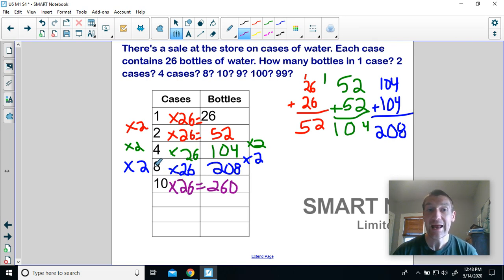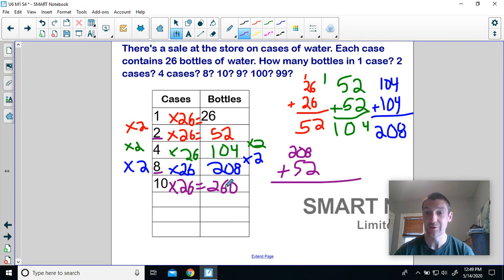We were at 8 cases of water, and that was 208 bottles. Now, if we had 8 cases and we added 2 more cases, that's 52 bottles. Let's add those 52 bottles. Let's see if we get the same answer. Let's predict: are we still going to get 260?